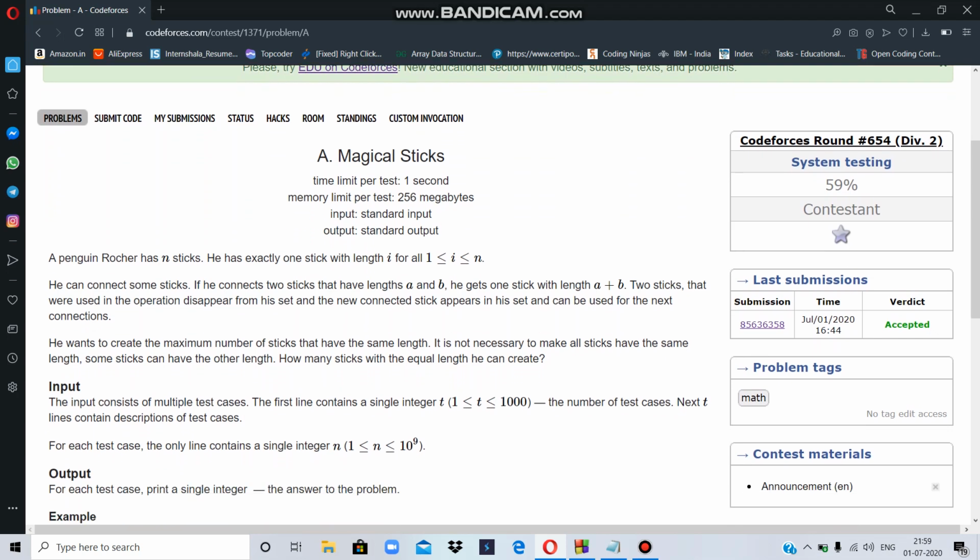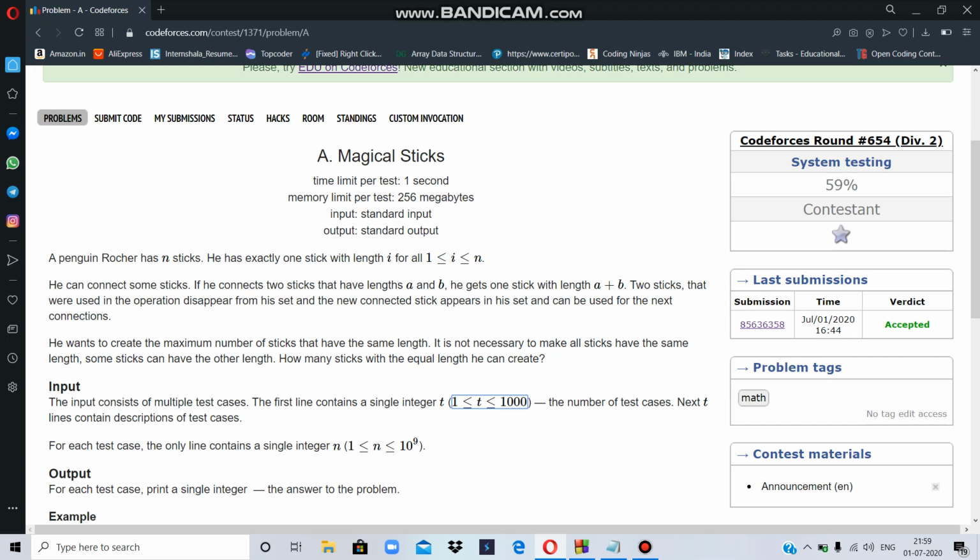What is our job? Our job is to get the maximum number of sticks having the same length. So we have to merge sticks in pairs. We will keep on merging two sticks until we get the maximum number of sticks, and that too with the same length. We have to take care of this.